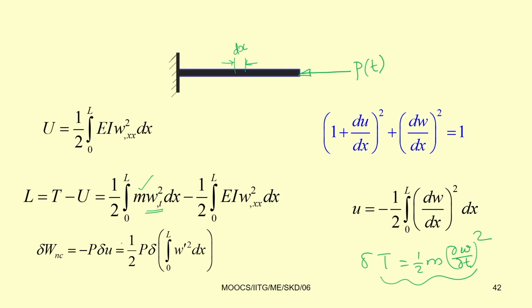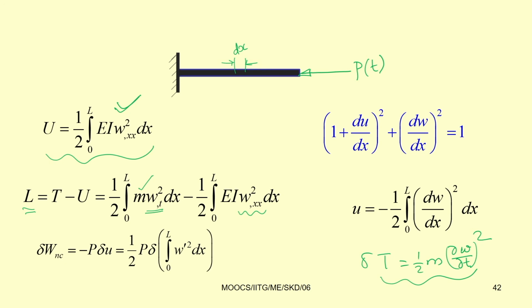And then the potential energy. The strain energy you already know, so it can be written in this form: half integration 0 to L E I (del square W by del x square) whole square. This is the potential energy or strain energy of the system, and T is the kinetic energy. So you can write L equal to T minus U, equal to half integral 0 to L m W,t square dx minus half integral 0 to L E I, the double differentiation of W whole square, dx.